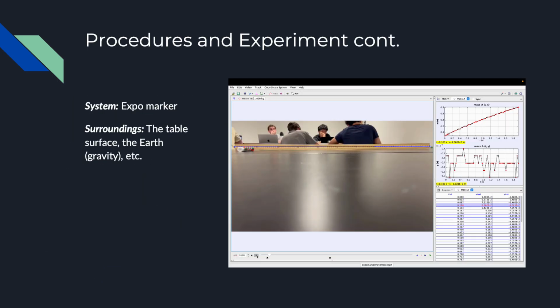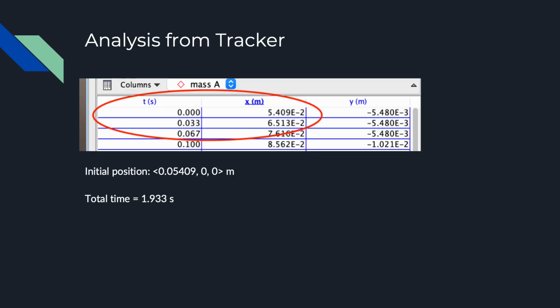So here is the video that I uploaded to Tracker. As you can see, the system is the Expo marker, and the surroundings include the table surface, the earth, gravity, etc. So now we have the analysis from Tracker. The initial position of the Expo marker, which is circled in red, is 0.05409 meters, and the total time it took the Expo marker to roll across the table was 1.933 seconds.